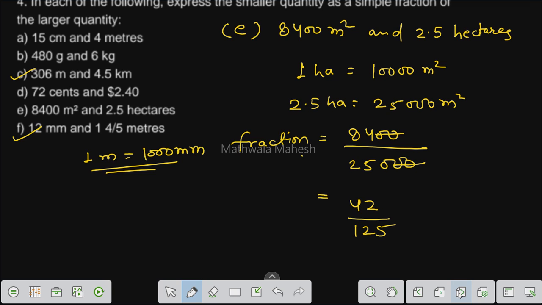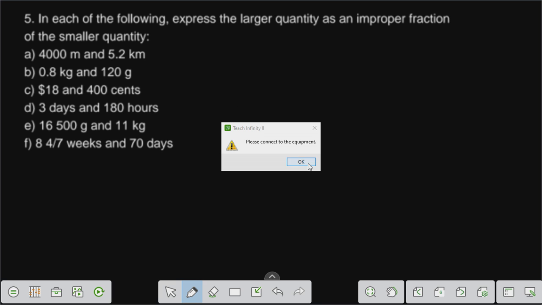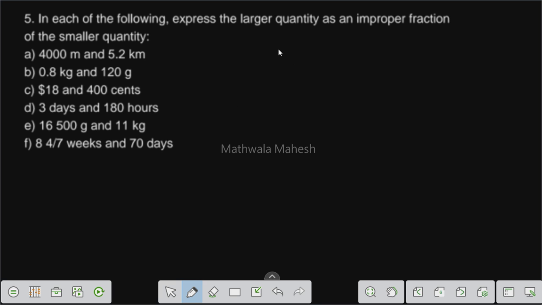Okay, now moving to the next question, fifth one. In each of the following, express the larger quantity as an improper fraction of the smaller quantity. So in the last question, we used proper fraction, which is smaller upon larger. In this one, the improper fraction is larger upon smaller.